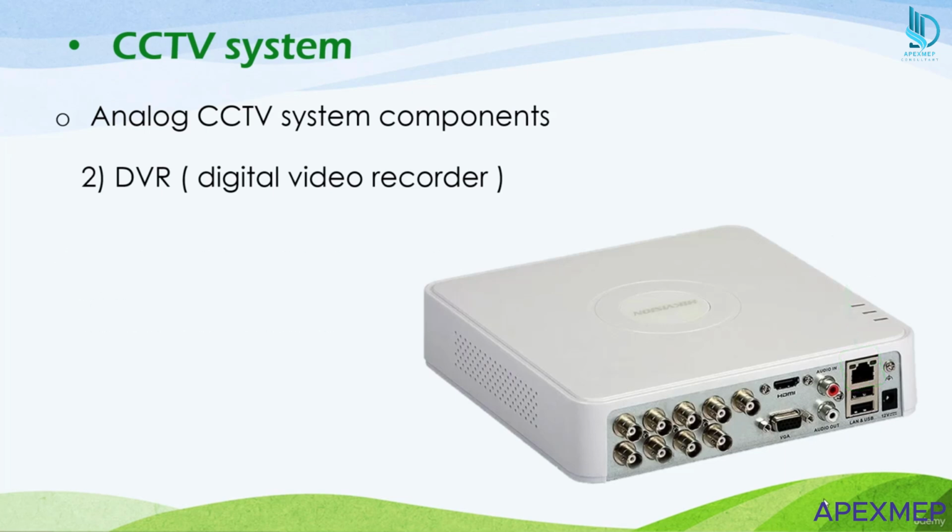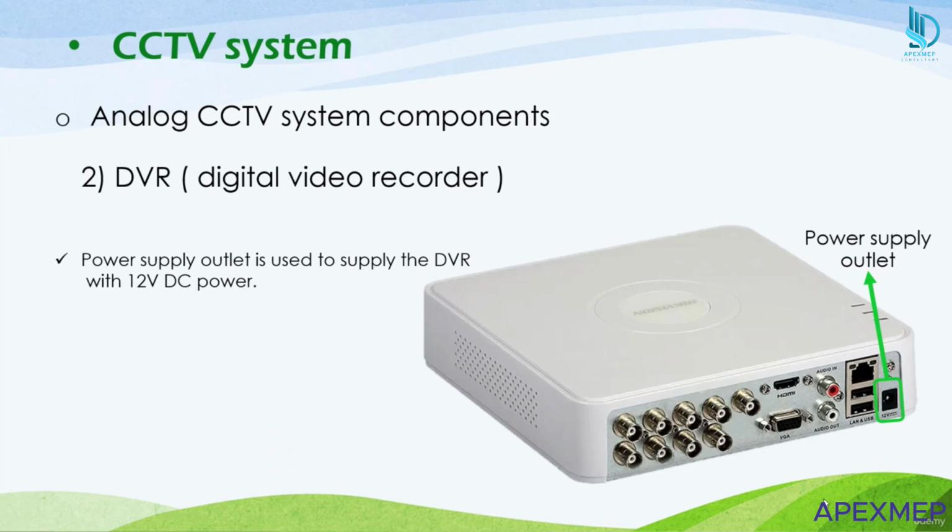Also, the second outlet we have is the power supply outlet, and it's used to supply the DVR with the required electrical power, so the DVR is supplied by 12 volts DC.